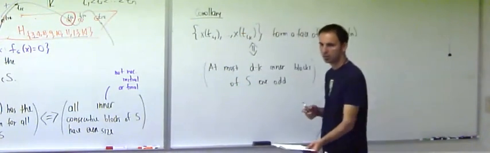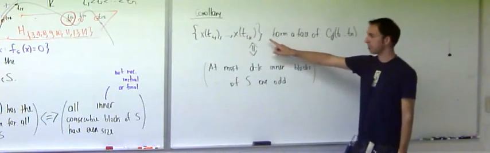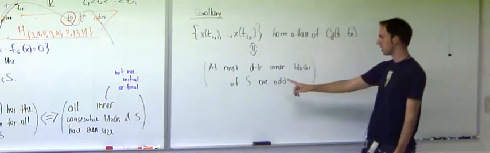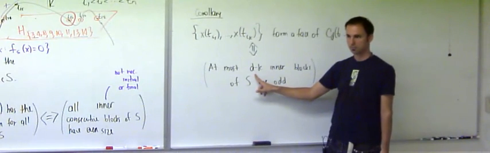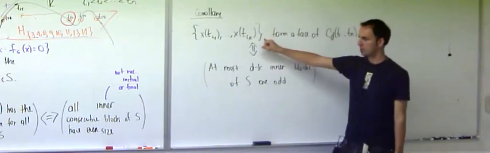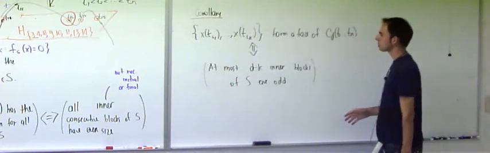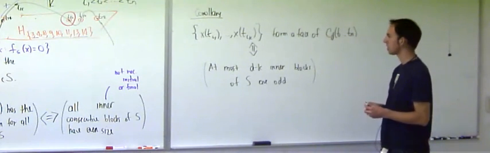Okay. So think about it. If k is equal to d, then we're saying that d vertices form a facet if and only if at most zero inner blocks are odd. So all of them are even. So when k is equal to d, it's a translation of this. Okay? But this tells you what the faces are for any value of k.